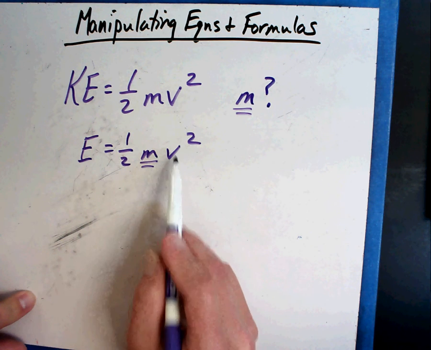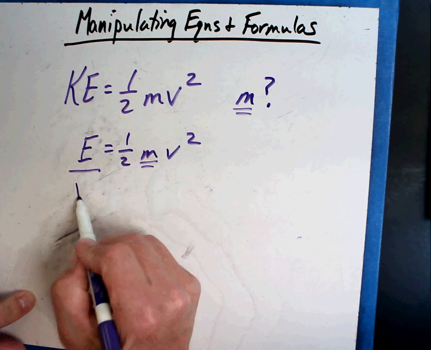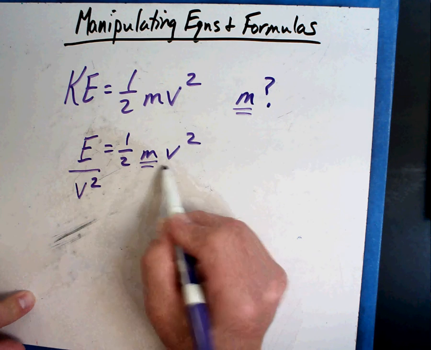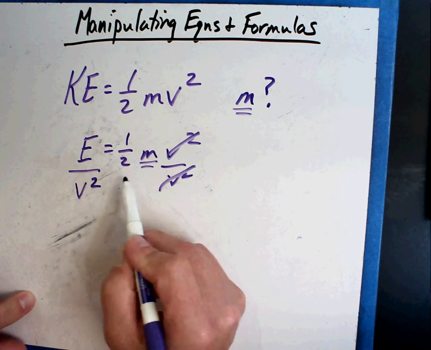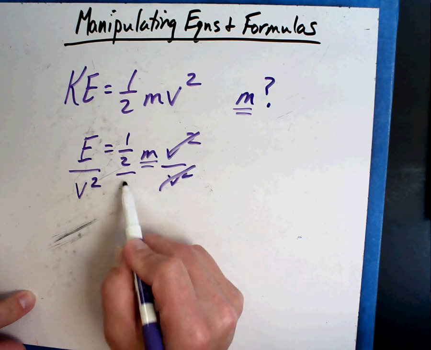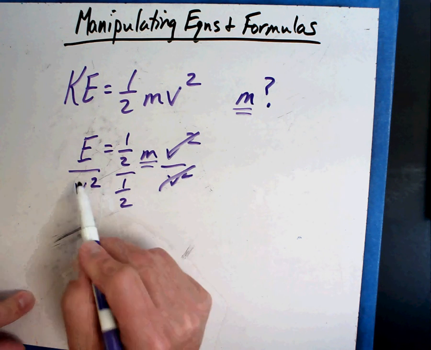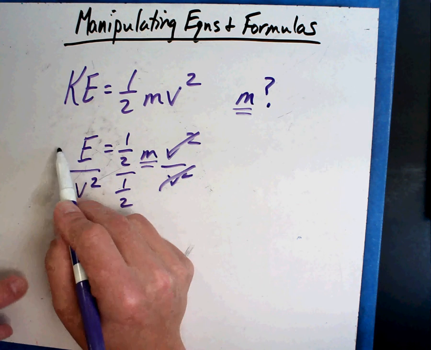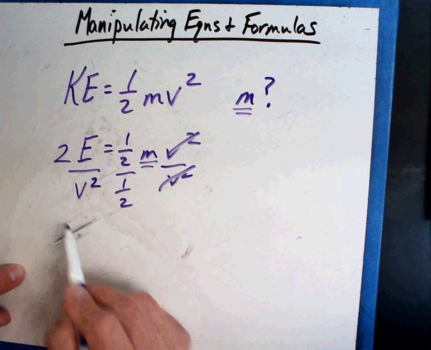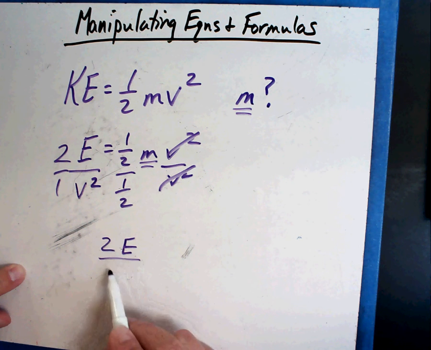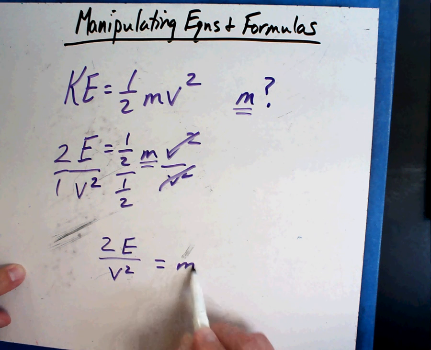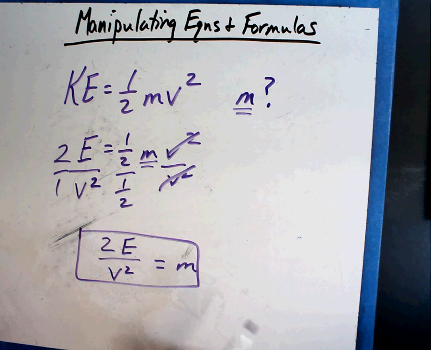So to do that, I'm going to divide by v squared on the bottom. Because if I divide by v squared, it's gone on that side. And if I have to move the 1/2 to the other side, I divide by 1/2. When I divide by 1/2 on the other side, I have to flip it over. So 1/2 becomes 2/1. So my answer is 2 times the energy divided by v squared is equal to m. It's just manipulating the variables and moving them around.